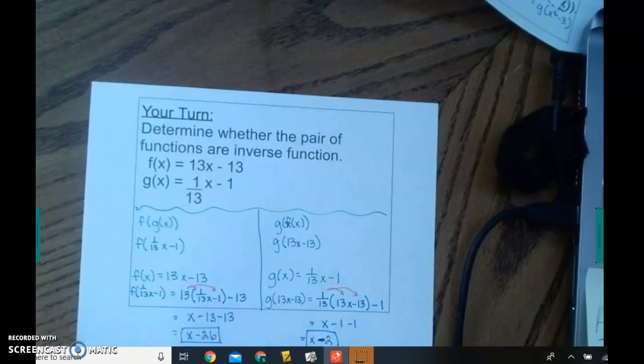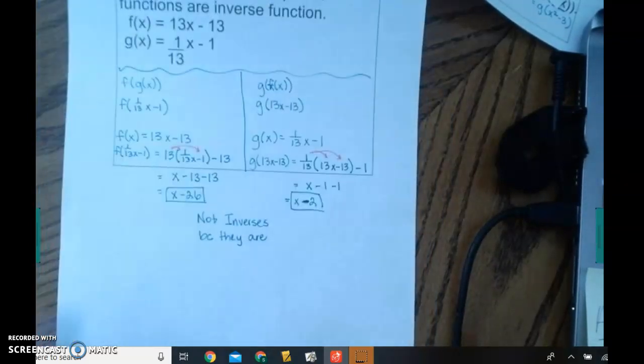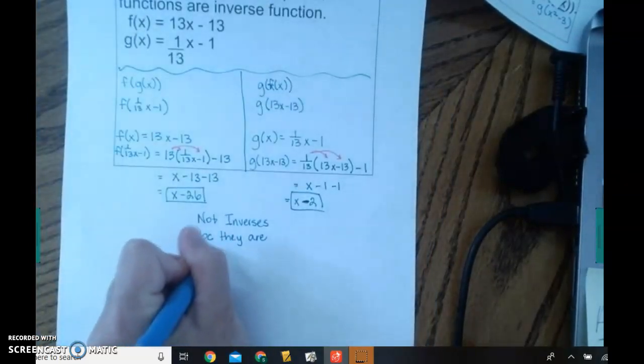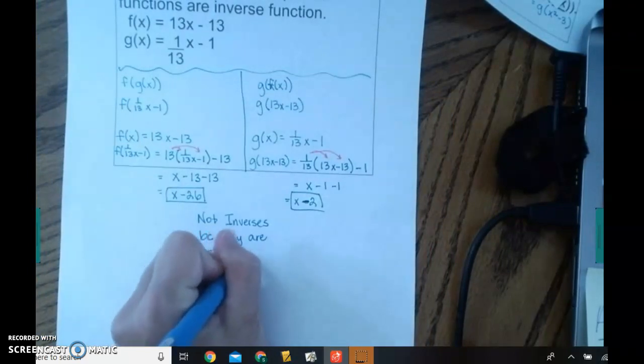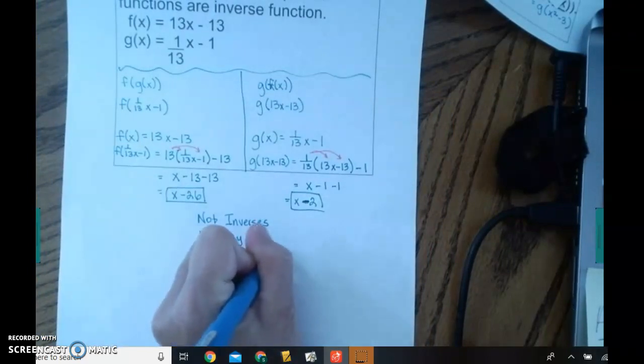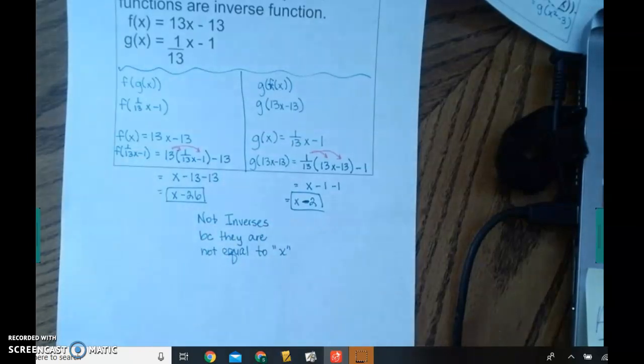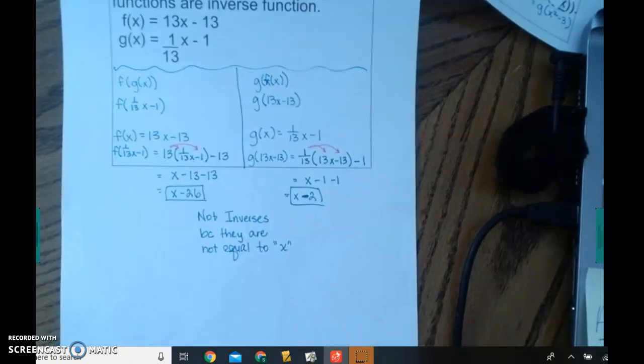These are not inverses because they are not equal to x. And that's how you determine if two functions are inverses.